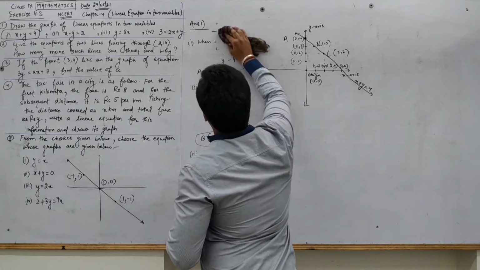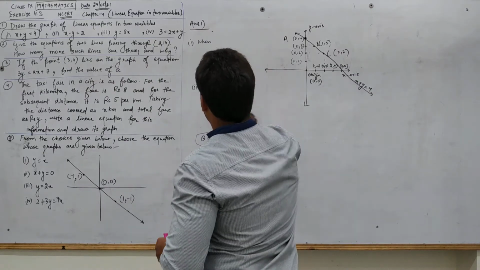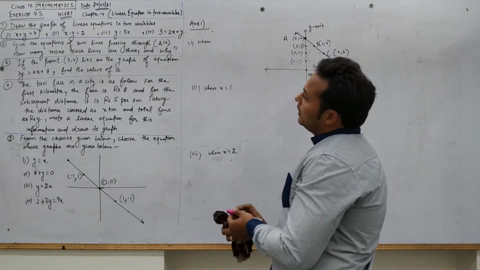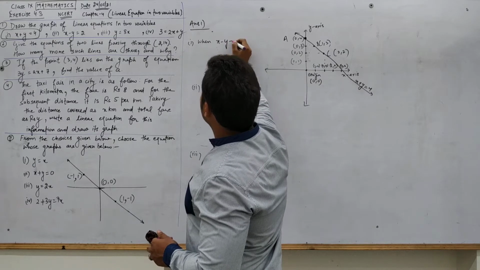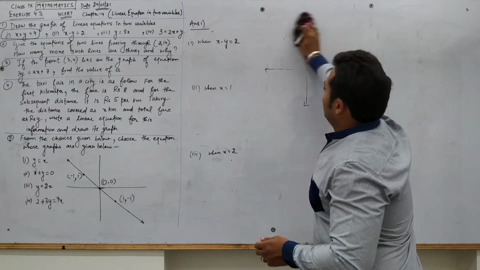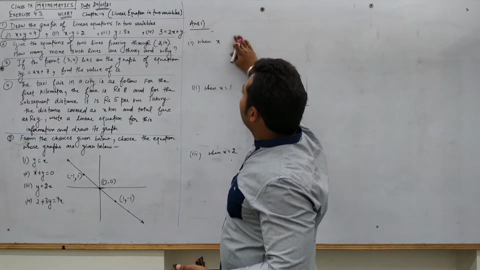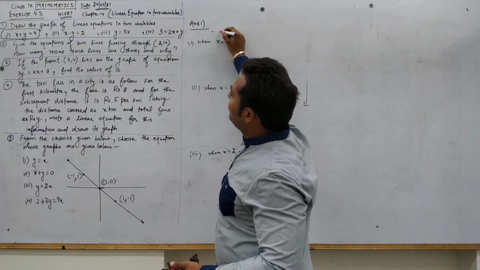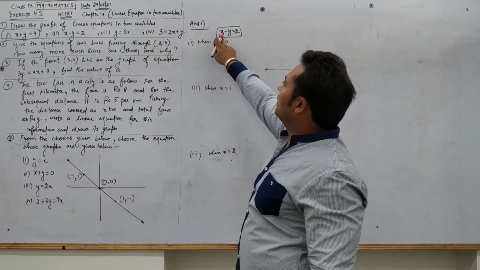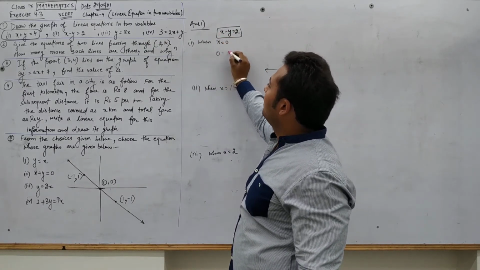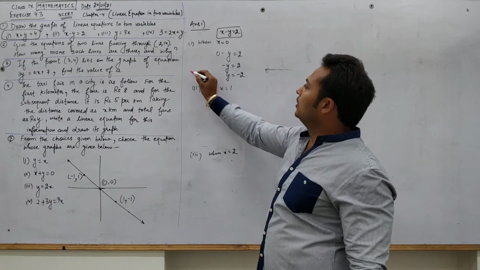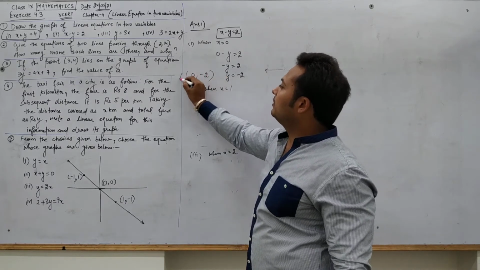See, we are to draw the graph of the equation x minus y equals 2. Okay, for this what we need to do? We need to assume the values of x and corresponding to that we will get the values of y. Whenever we assume x equal to 0, 0 minus y will be 2, so minus y is 2 and the value of y will be minus 2. So the point will be (0, -2).